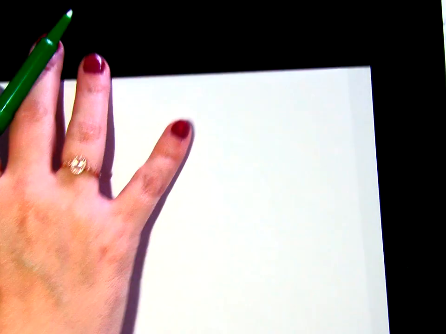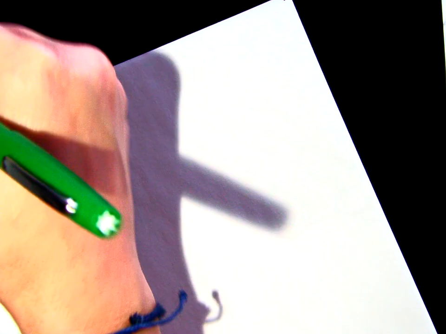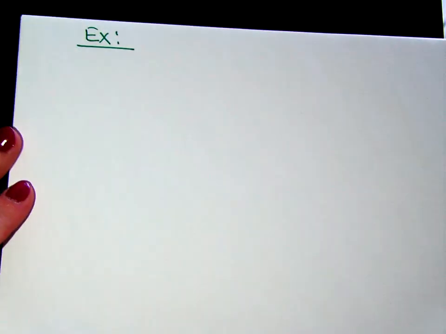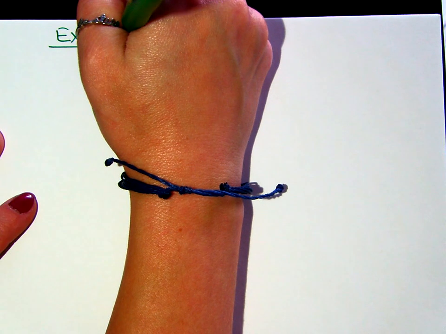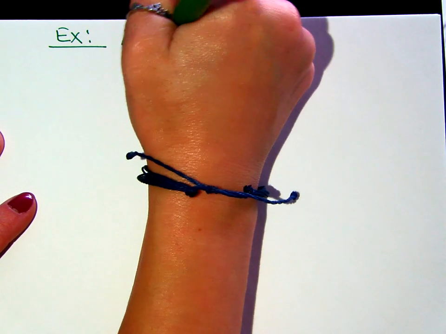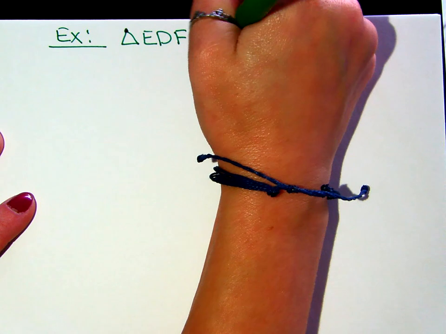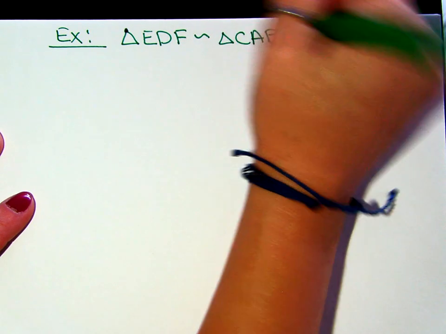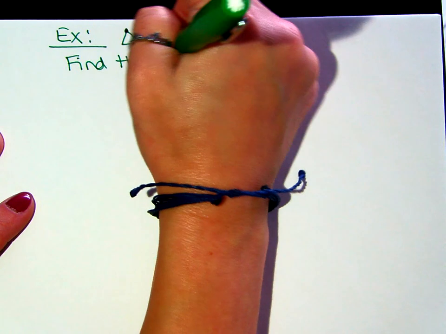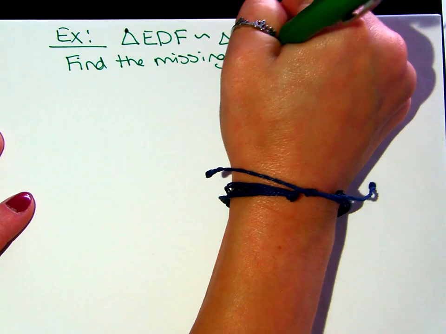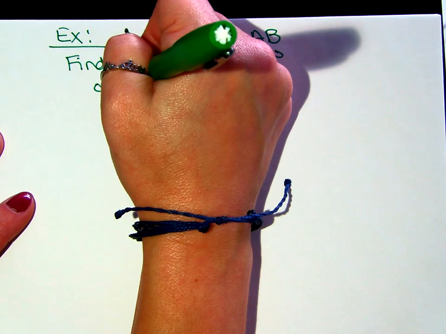I've got some problems for you. These ones are different because these are not proofs. This is just going to be a work-it-out problem. Sorry, you can't see any of that. Let me not do that. All right, there's that. They're going to tell us that we have triangle EDF, and it is similar to triangle CAB. It wants us to find the missing sides of triangle EDF. And here are our triangles.